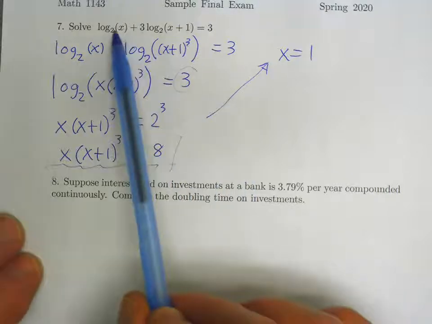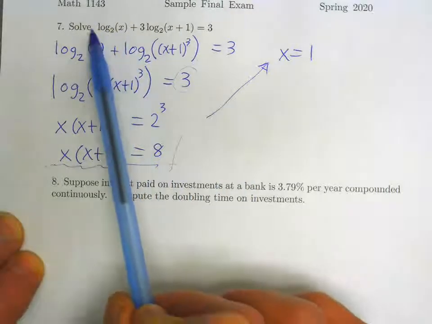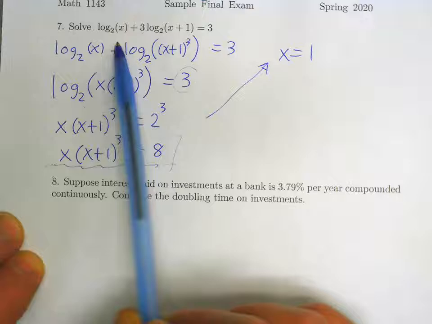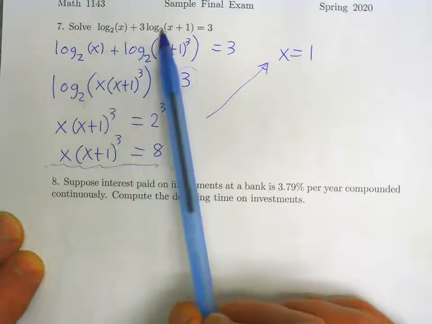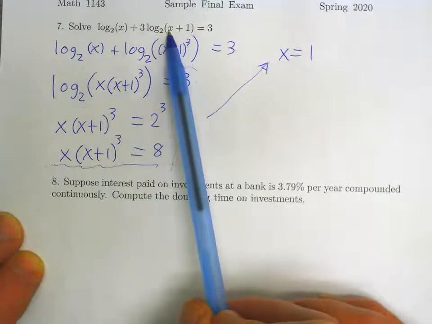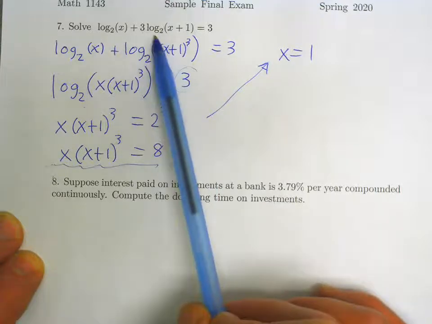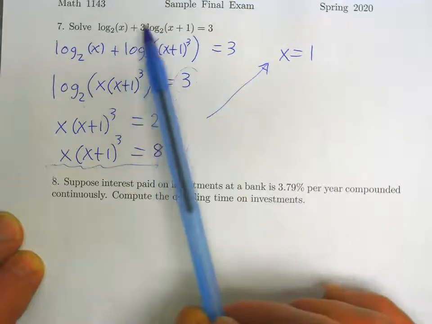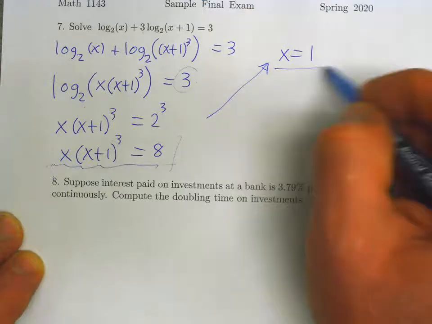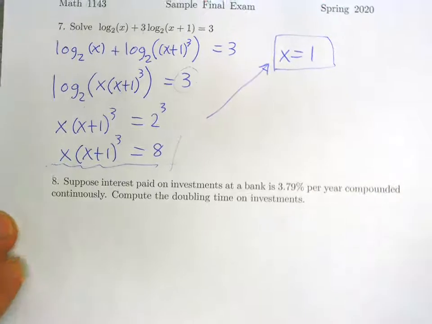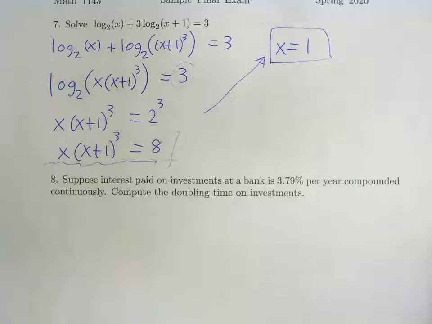In the original equation, log base 2 of 1 is 0, and log base 2 of 1 plus 1 is 1, right? Log base 2 of 2 is just 1, and 3 times 1 is 3. So x equals 1 is the solution.